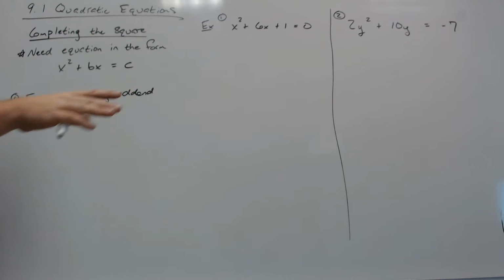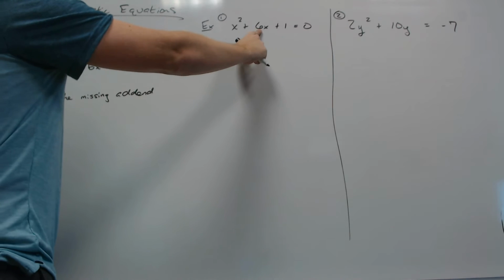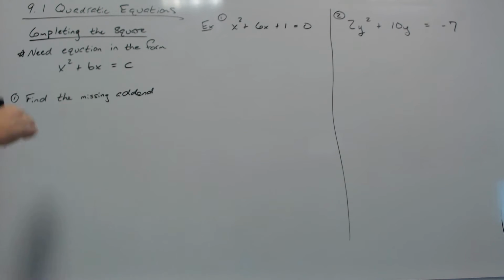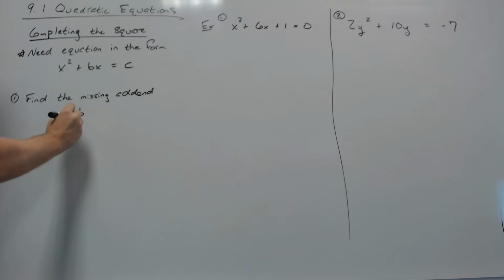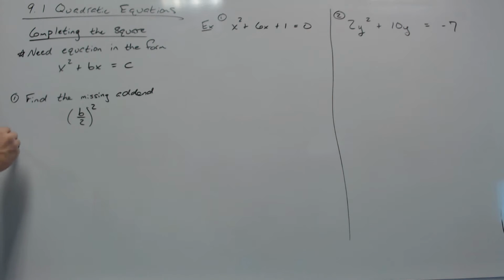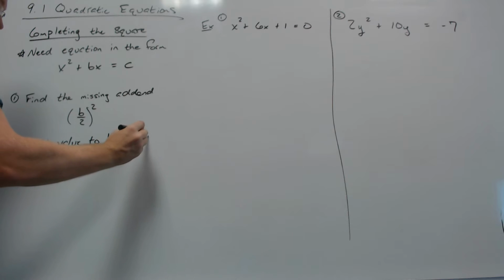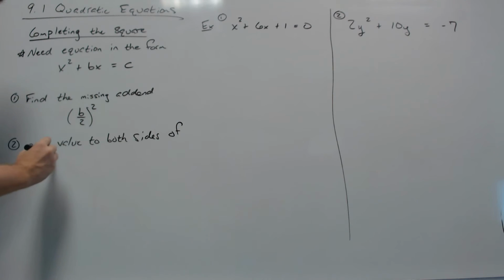And how we find it, it's always going to be the same place. We're going to use this coefficient b. Whatever the coefficient of our x term, or our middle term, is, in this case it would be 6, we're going to take that b value, divide it by 2, and then whatever that b value divided by 2 is, we're going to take that value and square it. Add that value to both sides of the equation.